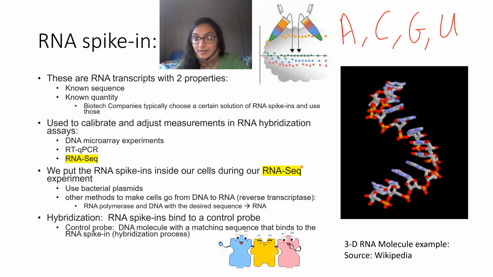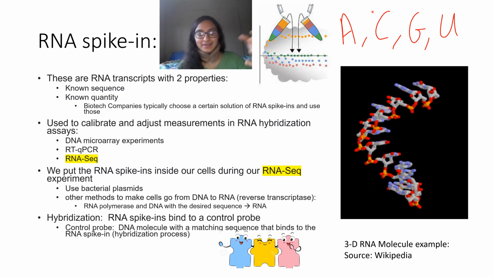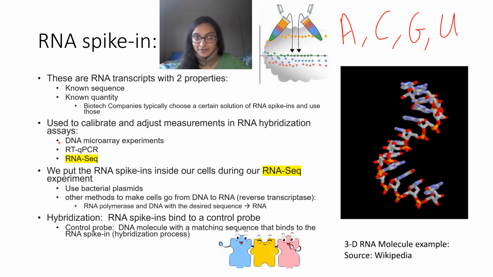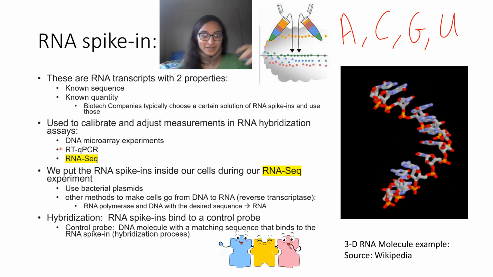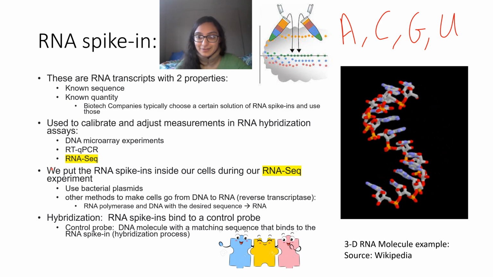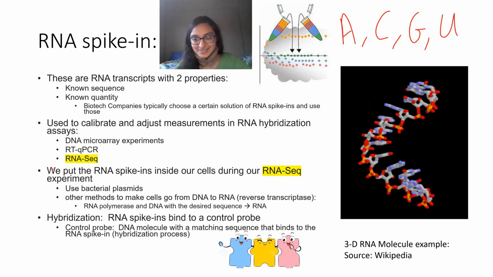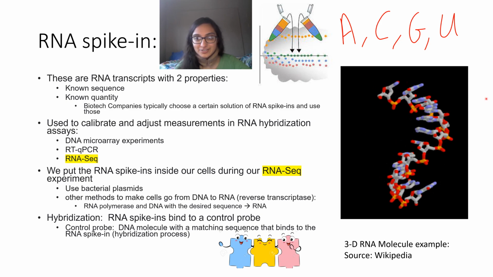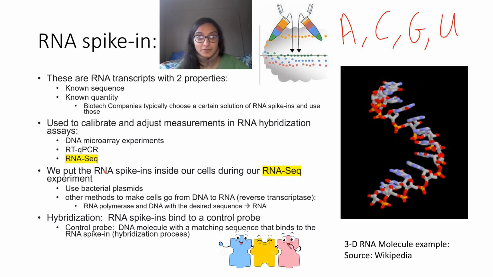RNA sequencing. Here I also just want to thank Wikipedia. Here's an example, a 3D structure of RNA as well. And here we talked a little bit about the disadvantages of DNA microarray experiments, even though I use some of that data in my research as well. But we're moving towards more cutting-edge data like RNA sequencing data. You can still use microarrays, but it's a headache to map them to genes and do all that analysis. Since we're focusing on RNA-Seq data, we put the RNA spike-ins inside our cells during the RNA sequencing experiment.